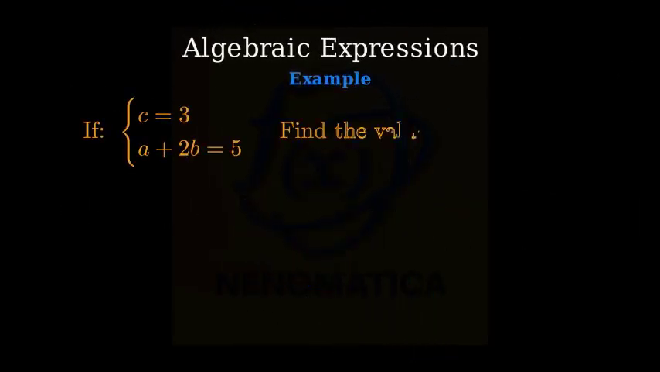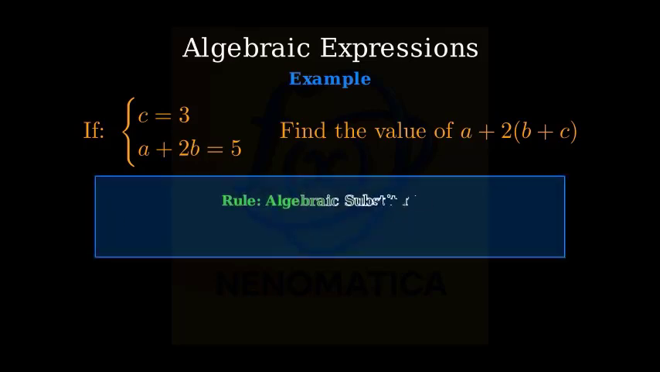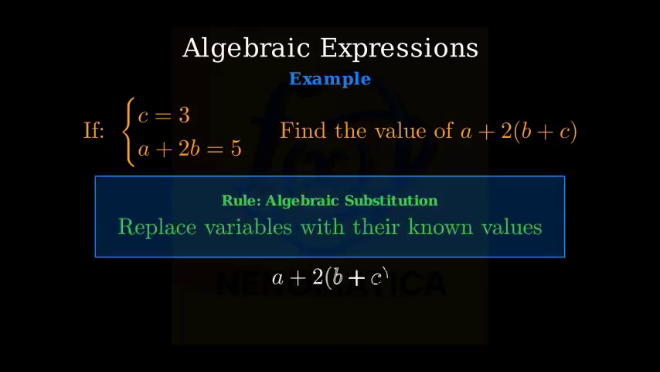Let's look at our problem. We have: if c equals 3 and a plus 2b equals 5, then find the value of a plus 2 times the quantity b plus c. First, let's break down what we're trying to solve. We want to find the value of a plus 2 times the quantity b plus c. We know that c equals 3 and a plus 2b equals 5.